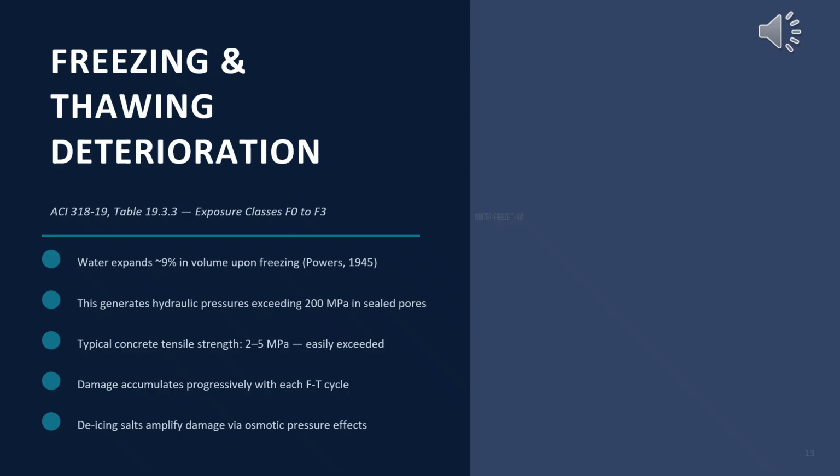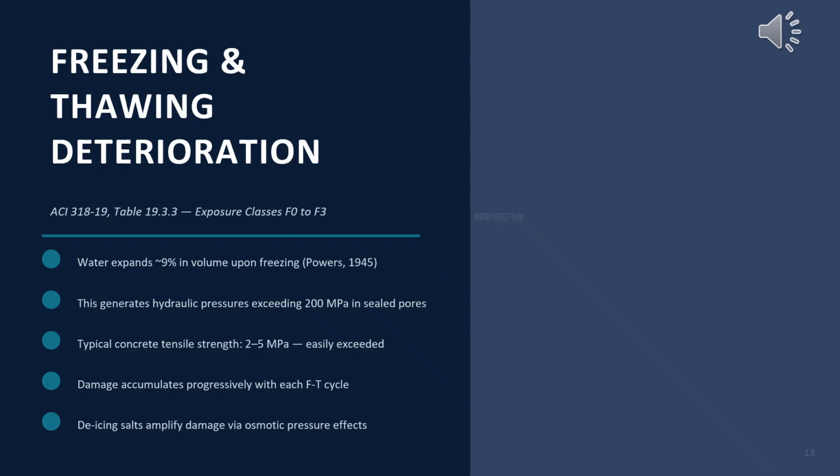What makes this insidious is the cumulative nature of the damage. Each freeze-thaw cycle may cause only microscopic cracking, but remember, after hundreds of cycles over 5 to 10 winters, those micro cracks propagate and merge, ultimately leading to surface scaling, aggregate exposure, and eventually structural section loss.